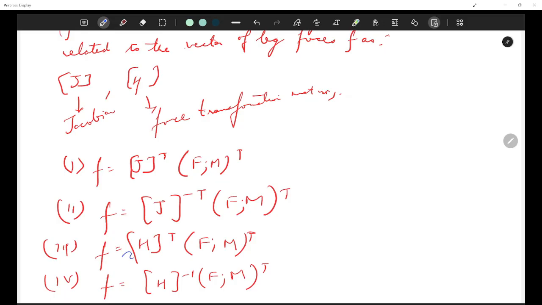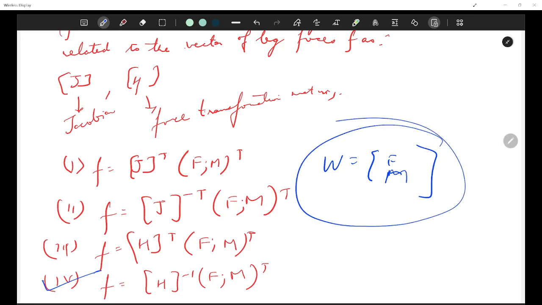It's H inverse, F M transpose, right? This is directly from the lecture. And so the thing is, what is happening physically? You understand this, right? That W is F and M, forces and moments. They are written as one matrix. So the top platform experiences an external wrench, which is given by this, and then each leg experiences an axial force Fi, and the six leg forces together must balance the external wrench.